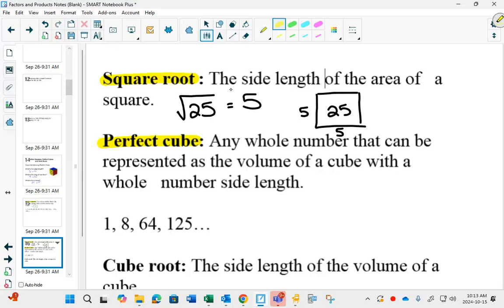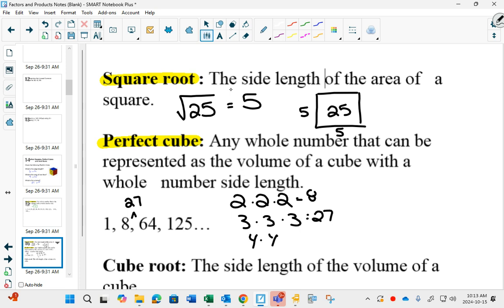That makes it a perfect cube, and I just noticed in my list, we have to add 27 in there because it's missing. Right? Because 2 times 2 times 2, that's equal to 8. 3 times 3 times 3, that's equal to 27. 4 times 4 times 4, that's equal to 64. So these are our first perfect cubes. We just have to add 27 to that list.